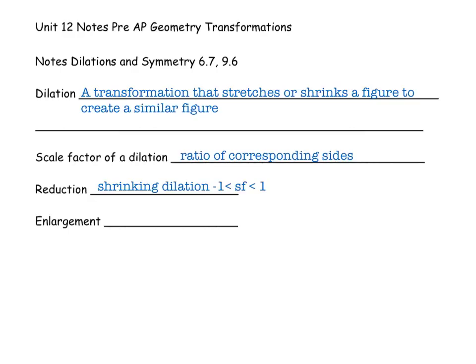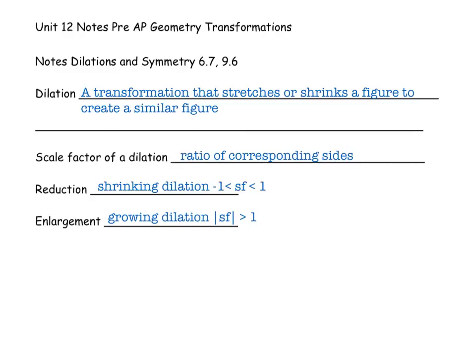When the dilation is a reduction, it shrinks the figure, and the scale factor will be between -1 and +1. So essentially it's a fraction, a fraction that is less than 1. An enlargement, therefore, is a growing dilation, and the absolute value of the scale factor will be greater than 1. So it'll either be a positive number greater than 1 or a negative number less than -1.